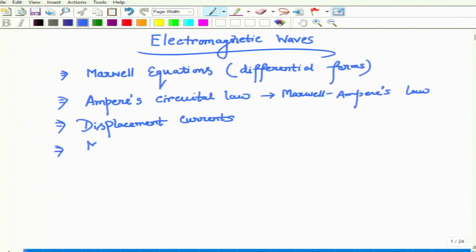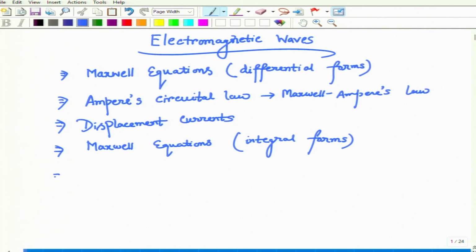After that we discussed Maxwell equations again, but obviously in the integral forms. There are four Maxwell's equations. The first one is Gauss law for electric field, then Gauss law for magnetic field, Faraday's law, and the Maxwell Ampere's law. Four Maxwell equations are there. We know these things as well.